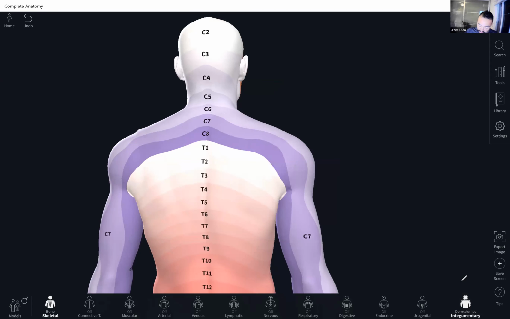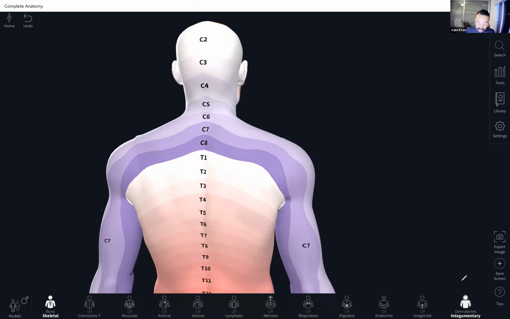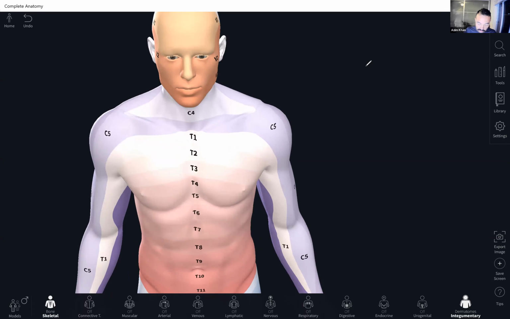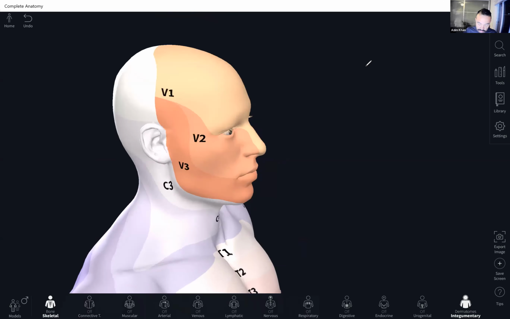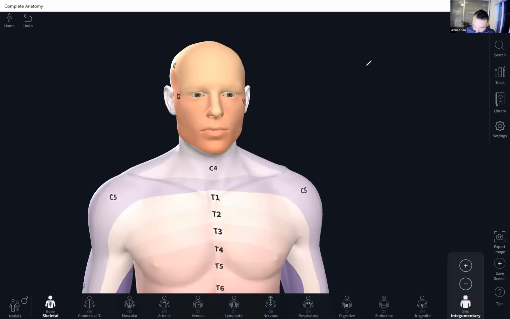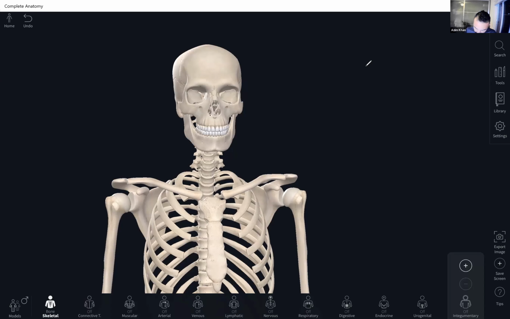Which cranial nerve, or excuse me, which spinal nerve is for innervating muscles like the triceps brachii? Triceps brachii would be innervated by C7 and maybe a bit of C8. You can look at things like that. So that's one really cool thing you can do here in Complete Anatomy. You can look at the dermatomes. It even shows you the branches of the trigeminal nerve. If I turn that off, let's turn muscles on.